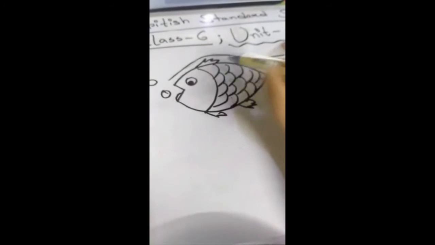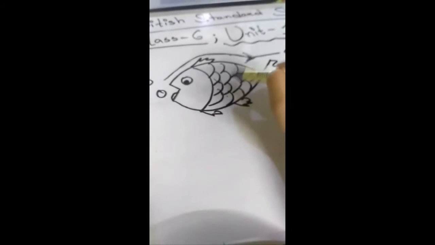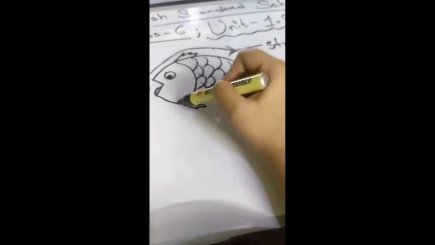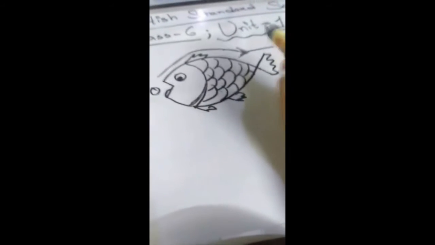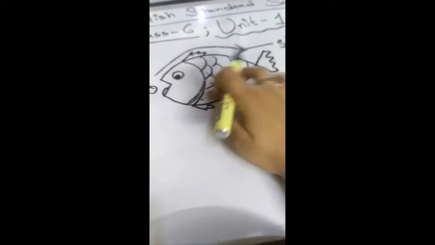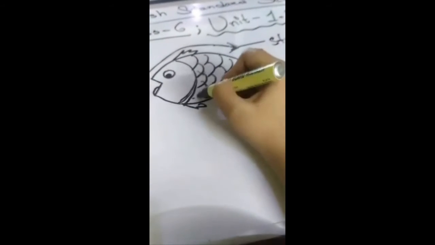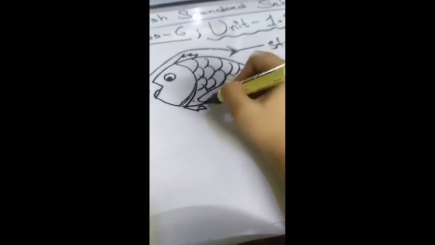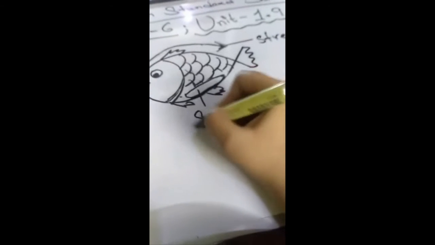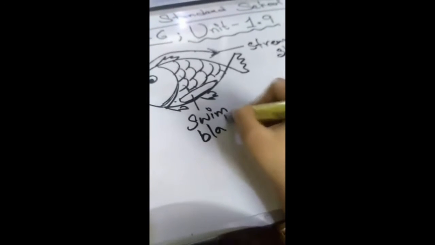They have overlapping scales. See these overlapping scales. They have gill slits by which they breathe. And what other thing? Oh, they have a swim bladder. Here it is. This swim bladder is filled up with air. Why? Because this swim bladder is filled up with air, it helps them to float in the water so that they don't drown inside the water.